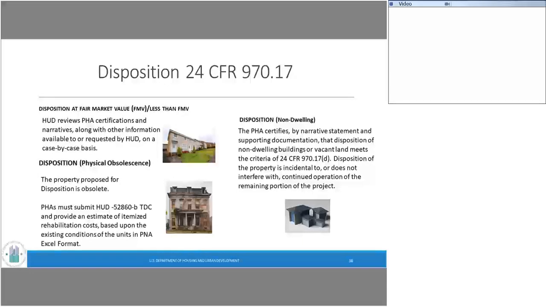Disposition, non-dwelling. The PHA certifies by a narrative statement and supporting documentation that disposition of non-dwelling buildings or vacant land meets the criteria of 24 CFR 970.17(d). Disposition of the property is incidental to or does not interfere with continued operations of the remaining portion of the project or development. Next slide.